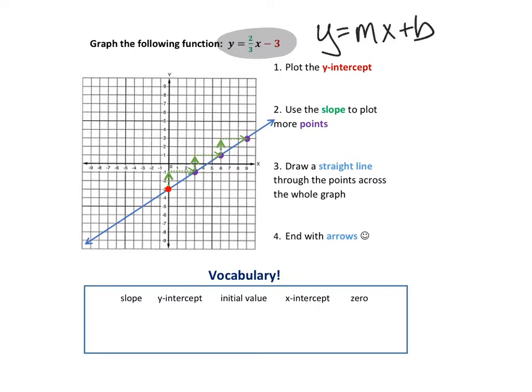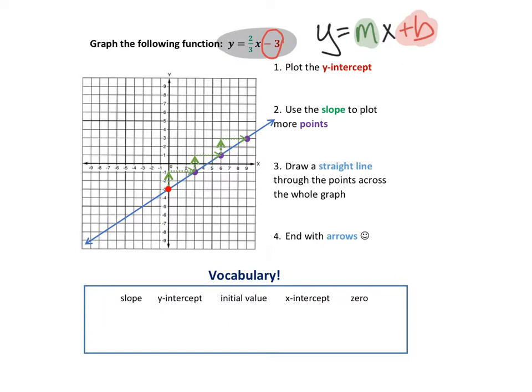Because, like is highlighted on your paper, the b is the y-intercept and the m is my slope. So if the equation is not written in y equals mx plus b form, we'll have to rewrite it into that form. We'd have to solve it for y. But for this particular question, we already have it in y equals mx plus b form, so we're going to grab the y-intercept of -3 and plot it, which means we're going to go on the y, or up and down, axis, go to -3, and put our beginning value.